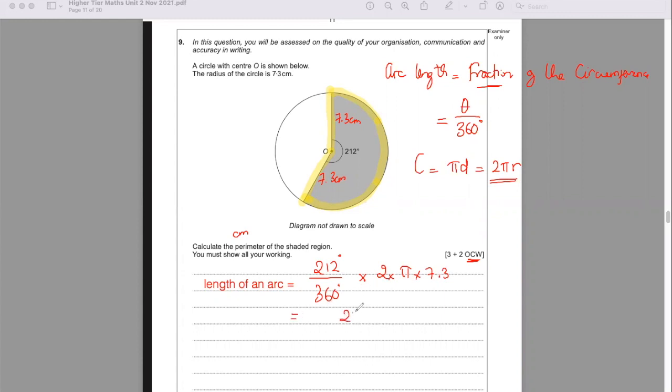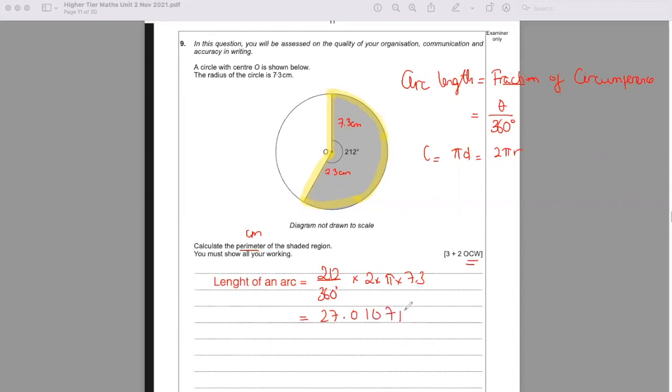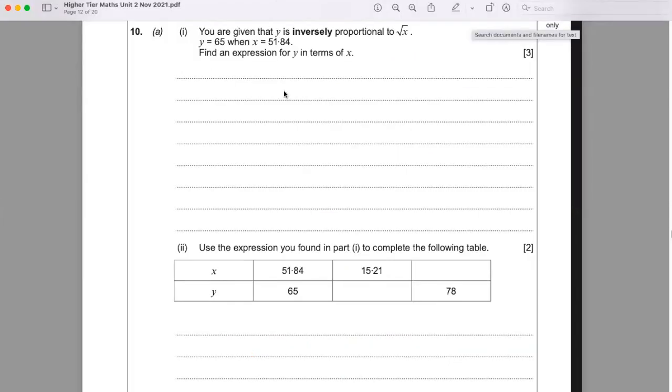In my calculator, I got 27.017155. So the perimeter would just be that. I would write all of that down. Add the 2 radius here, so 7.3 times 2, and that should give me 41.6 centimeters. All right. Question 10, A, you are given that y is inversely proportional to square root of x.